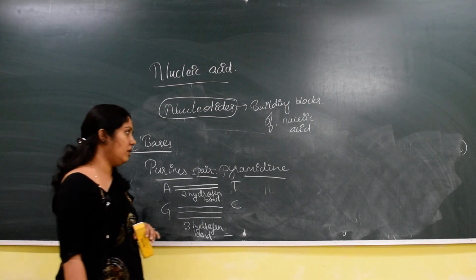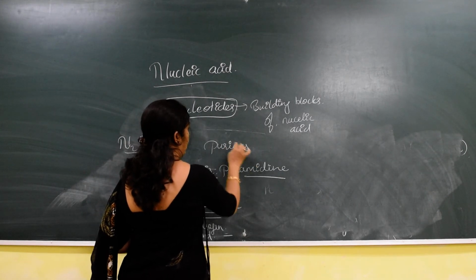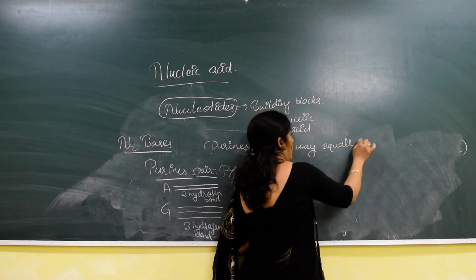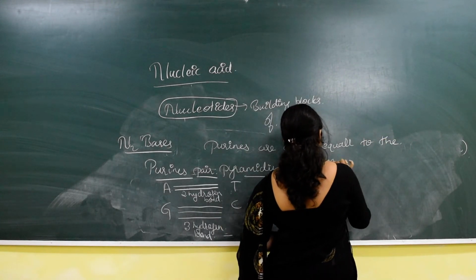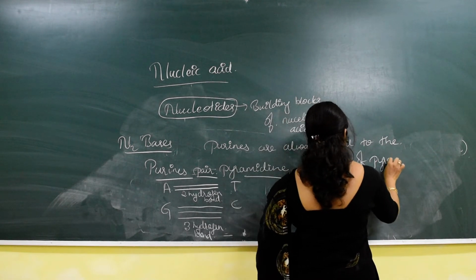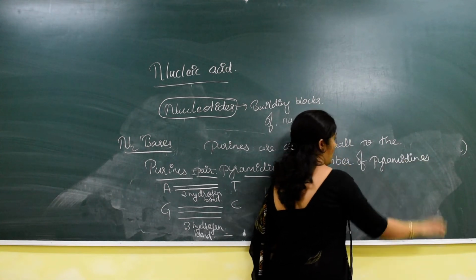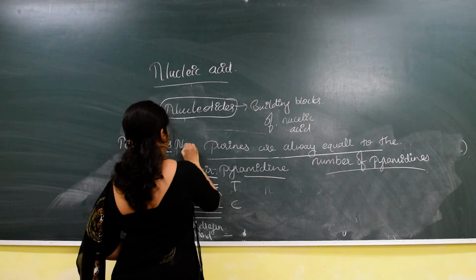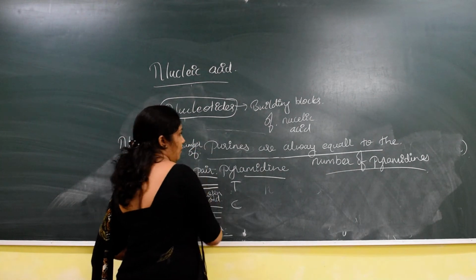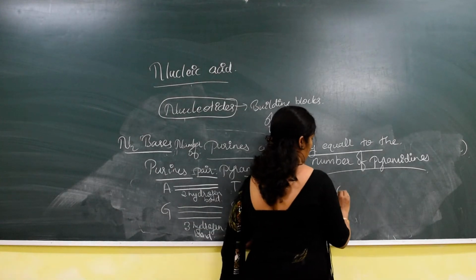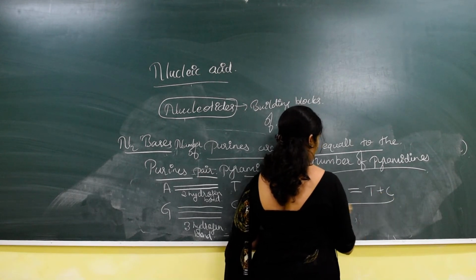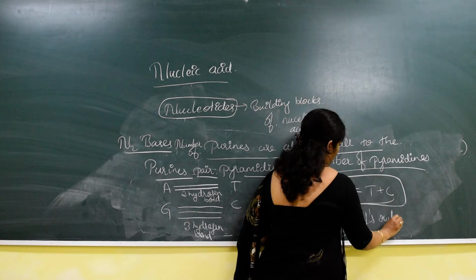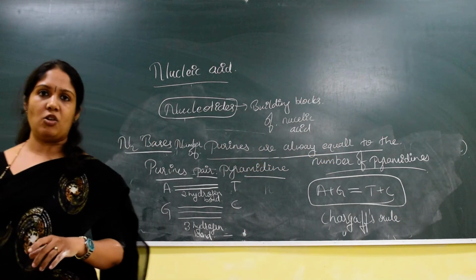Hence there is one rule: the number of purines is always equal to the number of pyrimidines. The number of purines is always equal to the number of pyrimidines, that is A plus G is equal to T plus C. This rule is called Chargaff's rule. Very important. This was first studied by a person called Chargaff, hence the name Chargaff's rule.